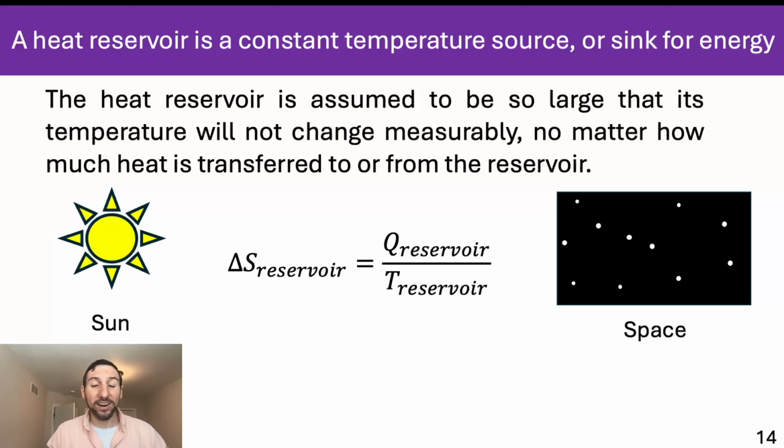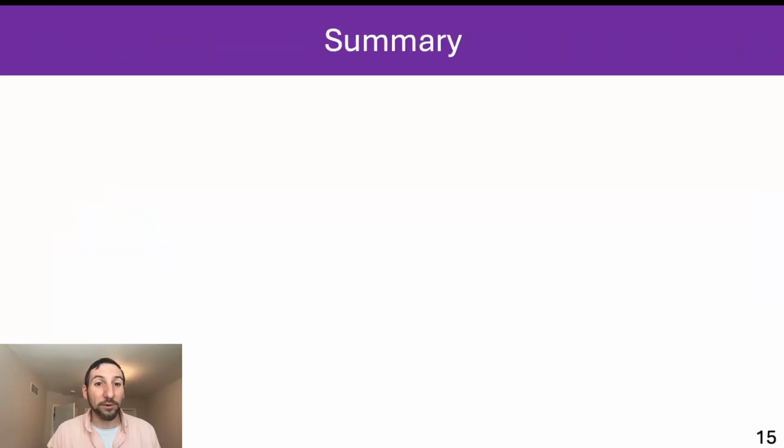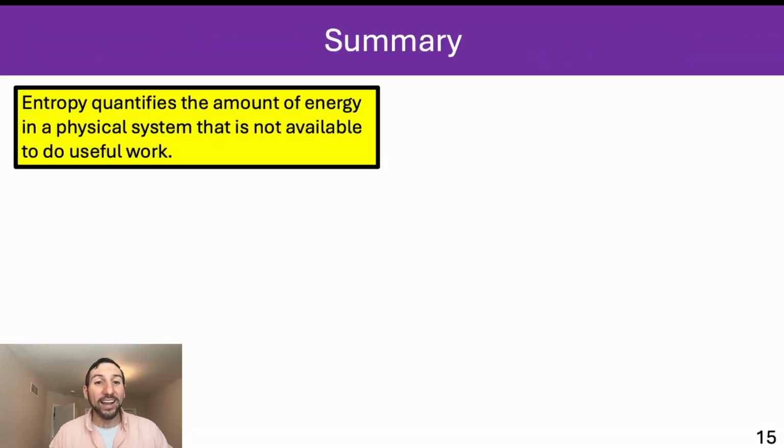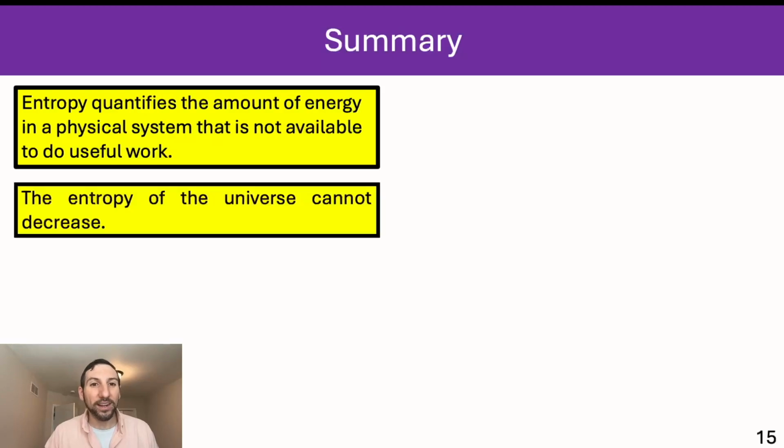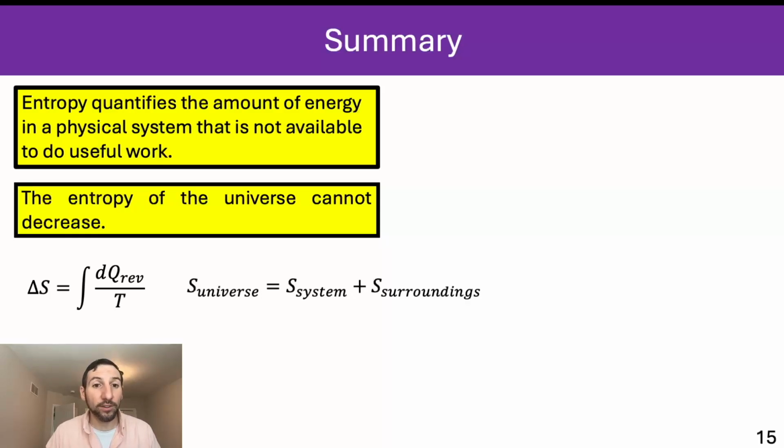I know I've talked about a lot of different topics for today, but these are all really cool and exciting things that are leading us towards some exciting things in thermodynamics. So I want to wrap up and summarize everything we covered in today's video. Entropy quantifies the amount of energy that we cannot use for work. We also talked about how the entropy of the universe cannot decrease. Then we gave the mathematical definition of entropy. We also talked about how the entropy of the universe is equal to the entropy of the system plus the surroundings.